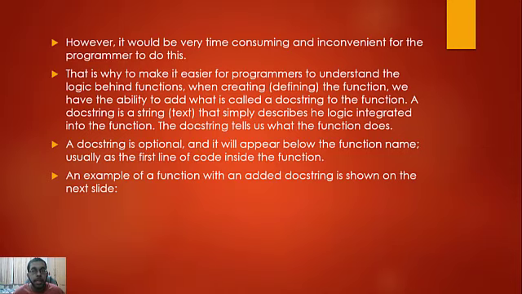That is why, to make it easier for programmers to understand the logic behind functions when defining the function, we have the ability to add what is called a docstring to the function. A docstring is a string text that simply describes the logic integrated into the function. The docstring tells us what the function does. A docstring is optional and it will appear below the function name, usually as the first line of code inside the function. An example of a function with an added docstring is shown on the next slide.